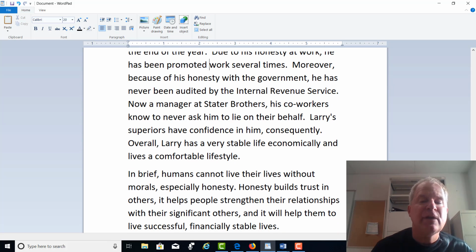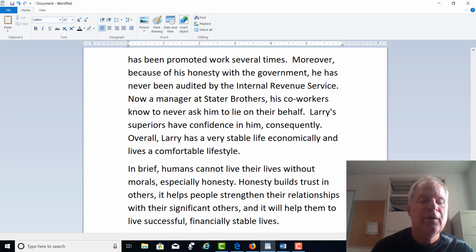In brief, humans cannot live their lives without morals, especially honesty. Honesty builds trust in others. It helps people strengthen their relationships with their significant others, and it will help them to live successful, financially stable lives. And there it is.